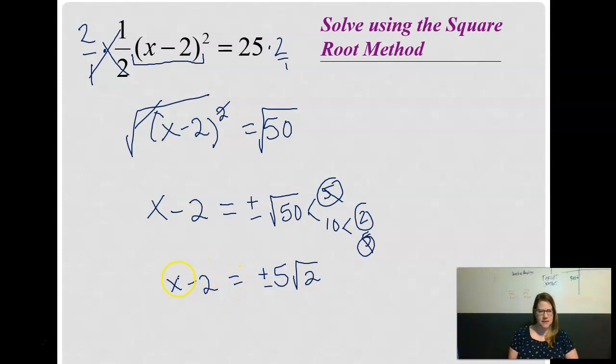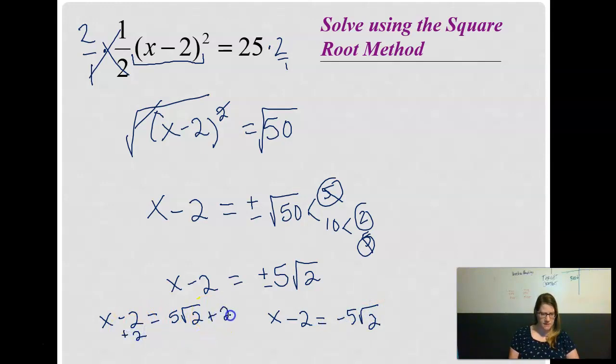Now in this case, x is still not by itself. I still have this minus 2 that I need to add over. So I'm going to go ahead and do that. But before I do, I'm going to actually break this up. I'm going to put one solution, the positive 5 square root of 2, in one equation. And I'm going to put the negative 5 square roots of 2 on the other side. So now I'm going to finish these off by adding 2 to both sides.